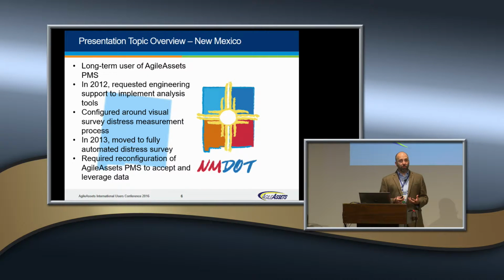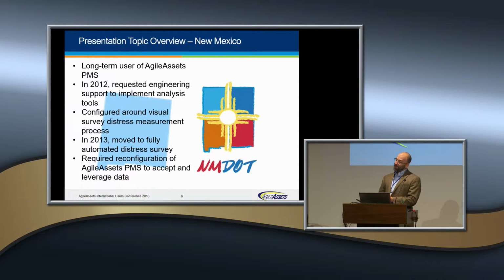Now, they also were using Visual Survey at the time in 2012, but they were using a little more detail. They were actually collecting distresses, severity, and extent. They were capturing them in a matrix value, and they would determine from that what the scores would ultimately be in the software, so they could calculate their composite indices and so on. We configured around that, and that was a fairly robust configuration as well.